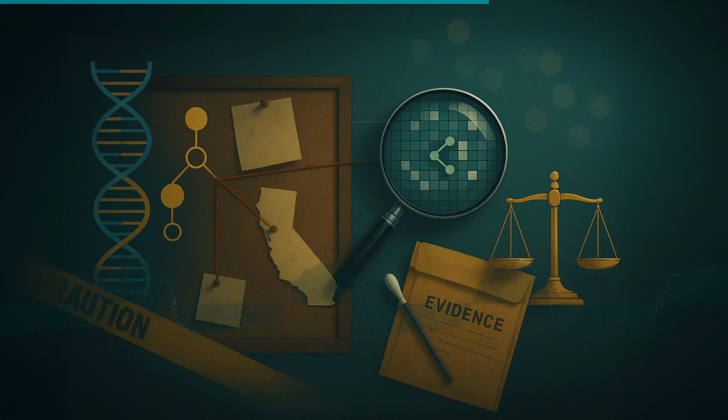We should also note the resource element. Building accurate trees takes time and skill. Public records can be contradictory. Names repeat. Families move. Adoption and non-paternity events complicate the picture.